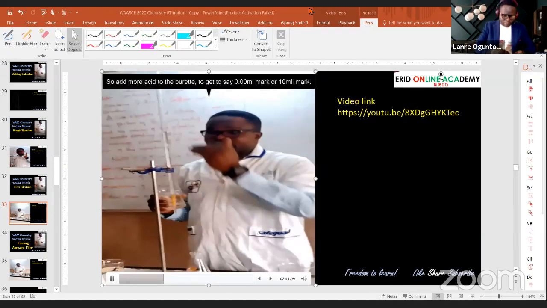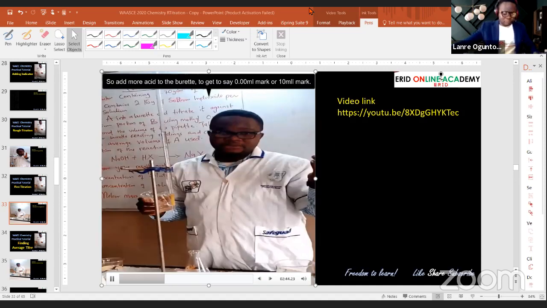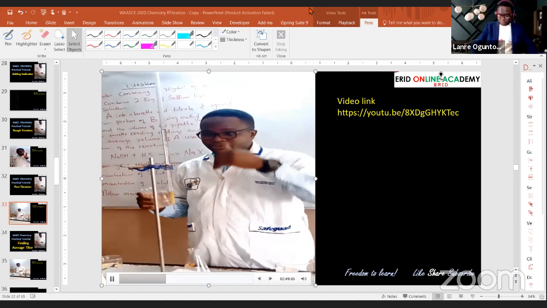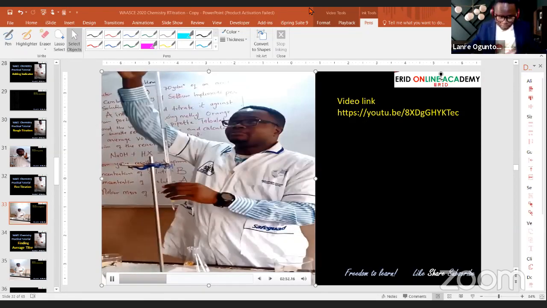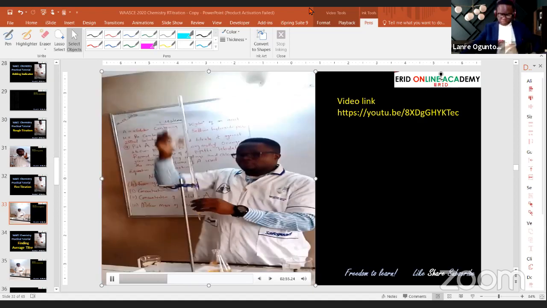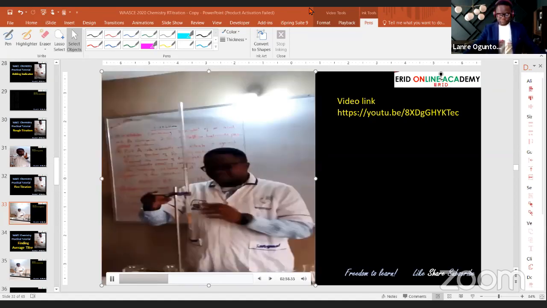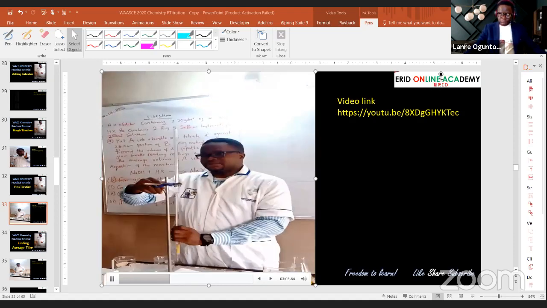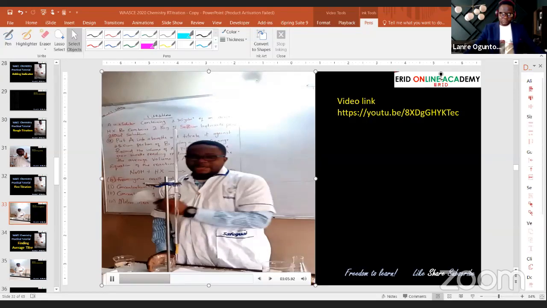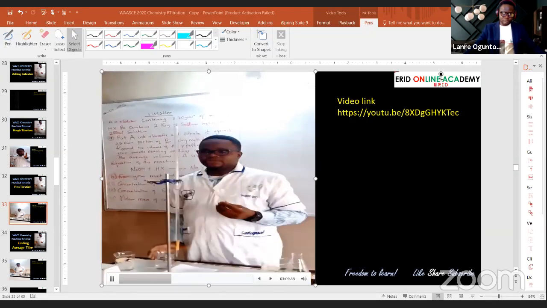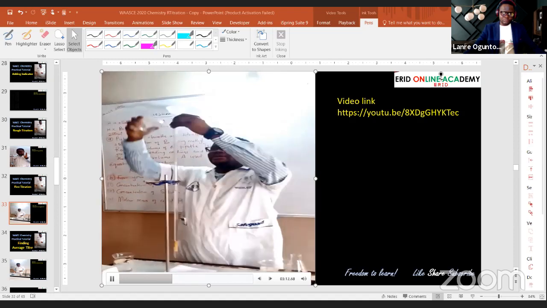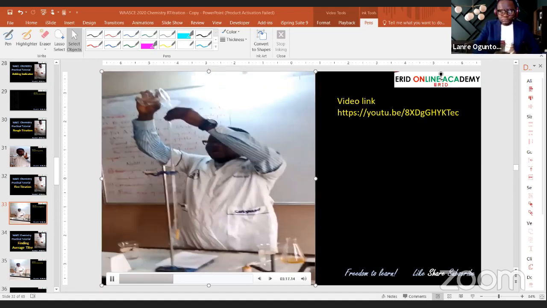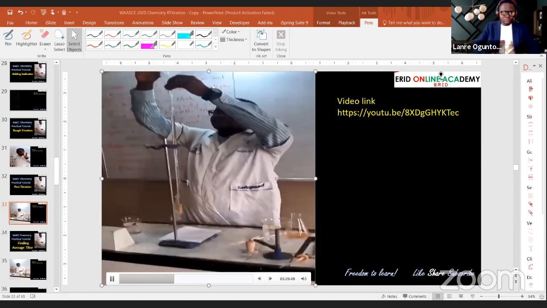But let's assume after doing the rough, I got 10. So I don't need to add more acid, because I can still get as many more 10 from my burette. So now I want to add more acid to my burette. You can add it back to 0, which is just as good as it can be. Add it to 0 or add it to 10, stop at 10, as long as you can get 26 more. I prefer to add it to 0, so that I know I'm starting from 0 each time. So I'll take this back to 0.